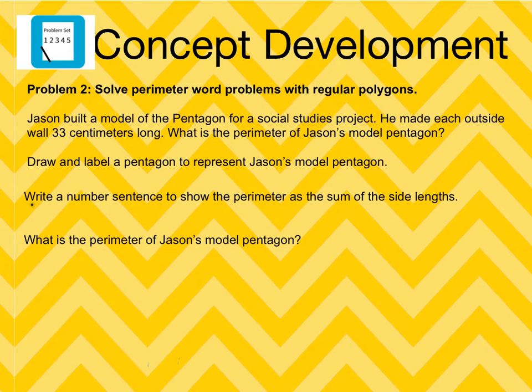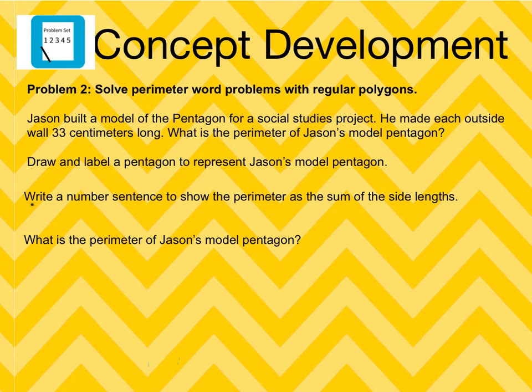Okay, here is my next story problem. Jason built a model of the Pentagon for a social studies project. He made each outside wall 33 centimeters long. What is the perimeter of Jason's model pentagon? Draw and label a pentagon to represent Jason's model pentagon. Write a number sentence to show the perimeter as the sum of the side lengths. What is the perimeter of Jason's model pentagon?